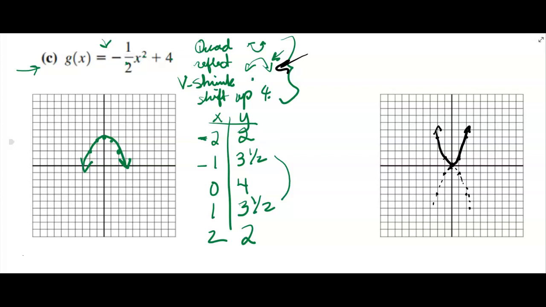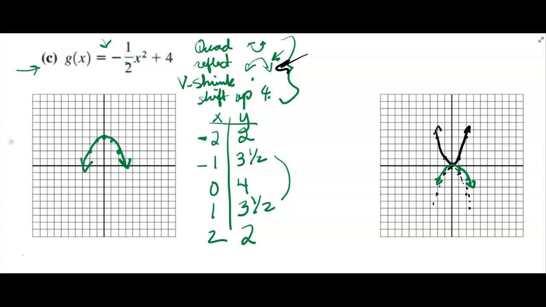We're expecting a vertical shrink. So all those outputs are getting cut in half. So I'm going to go to a different color. That's going to be cut in half. It used to be an output of -1, now it's -1/2. This was an output of -4, now it's going to be -2. And the same thing on the other side. So now I have this parabola.